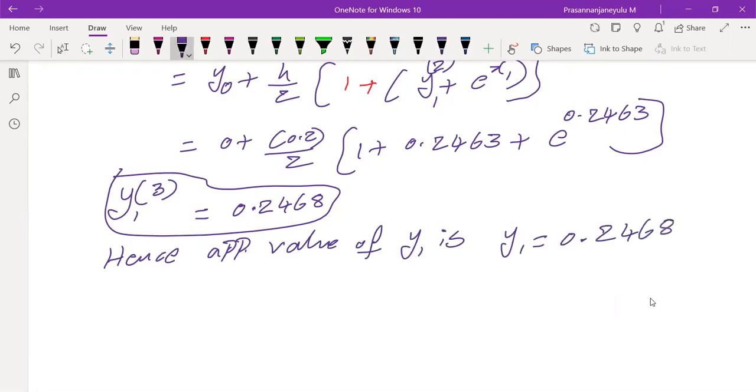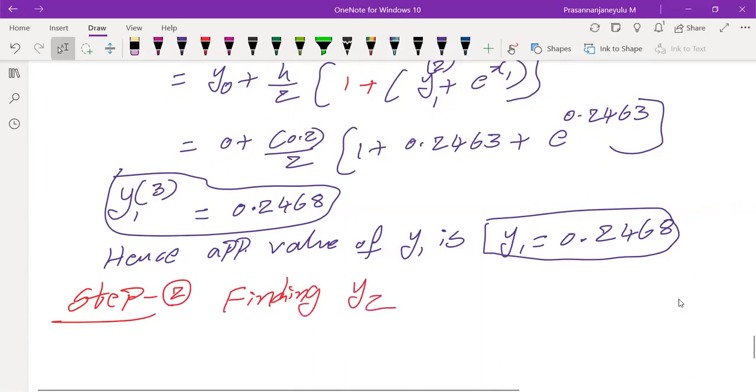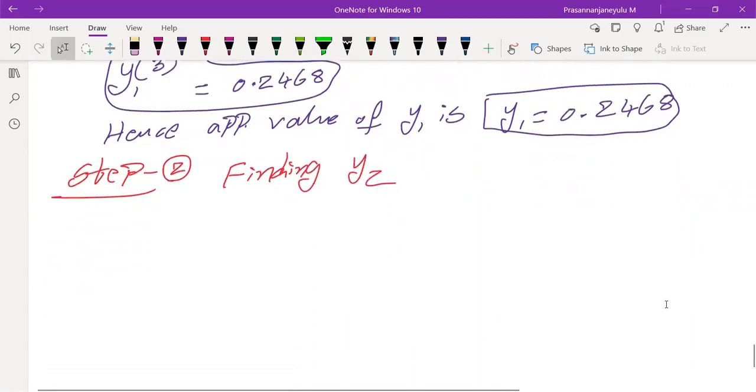So what is our next case? Finding step 2, y2. What is step 2? Finding y2. I'm leaving this for your reference. You people do it. What is y2? I'll write the formulas in a minute. So here, what are the formulas we have to take? y2 is equal to y1 plus h into f of x1 comma y1. This is the basic formula of Euler's method.